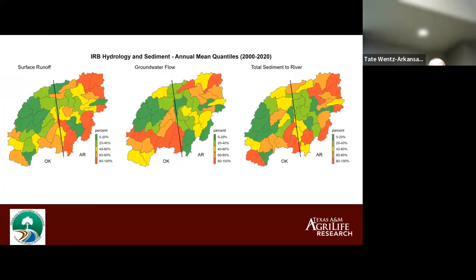Okay, so here's our maps. We feel really comfortable with our hydrologic calibration for the flow. We're still working through some of the sediment and nutrients. Surface runoff follows roughly a pattern we would expect with high curve numbers. The groundwater flow is actually shallow groundwater, so that's things that soak into the soil, move sideways, and eventually go into the creek. And then sediment to river is how much of the sediment is dislodged from the ground and actually flowing into the river, not just sitting in place. Those are in quantiles, so that's the high end versus the low end.